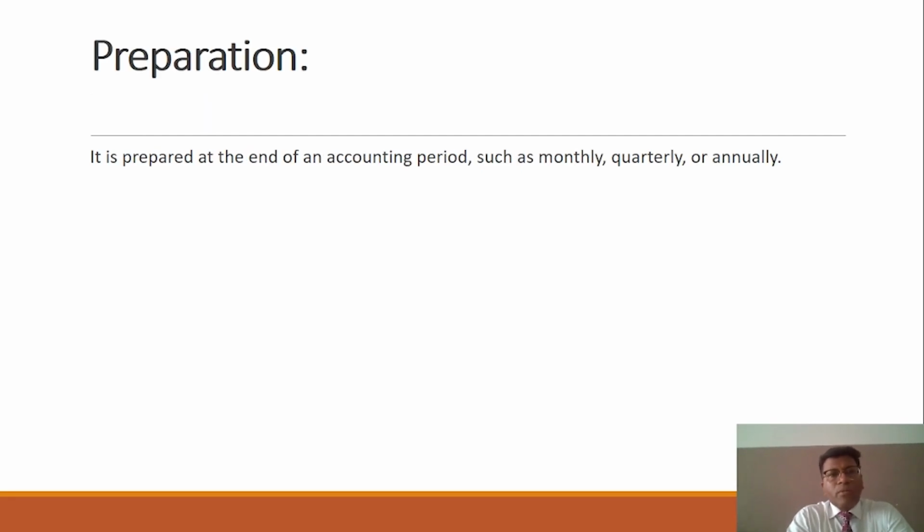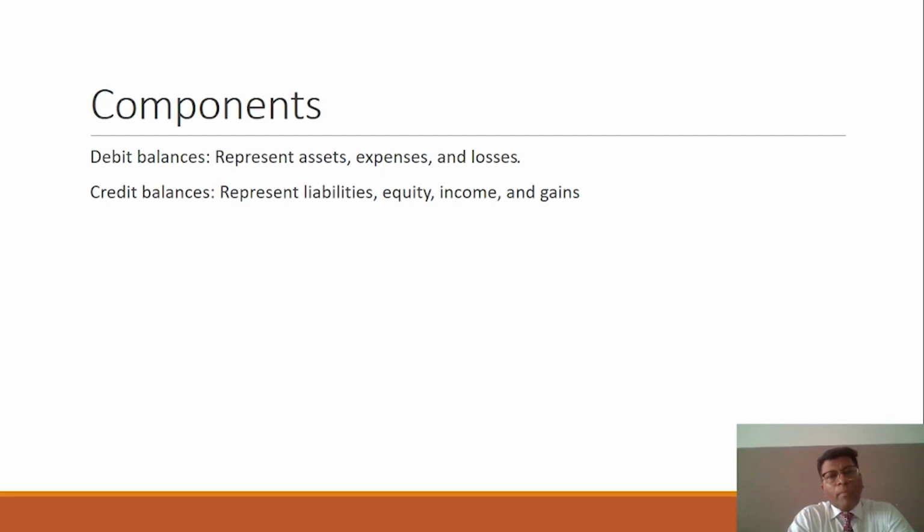And what about the preparation? It is prepared at the end of the accounting period. As I told you, that can be monthly, quarterly, or annually. Generally, it is prepared annually. And what about the components? When we are preparing any statement or account, there are components. The components are the debit balances and credit balances; two columns are there.